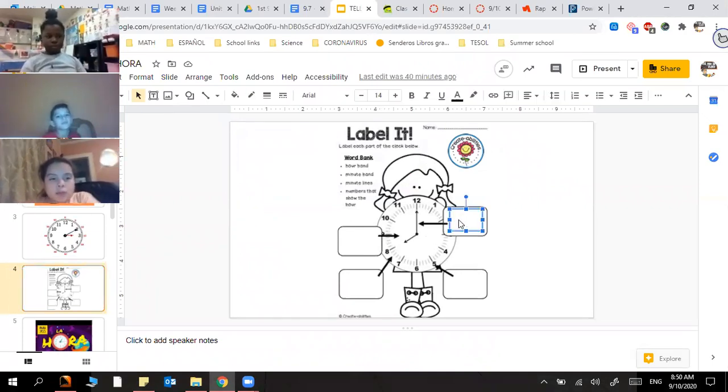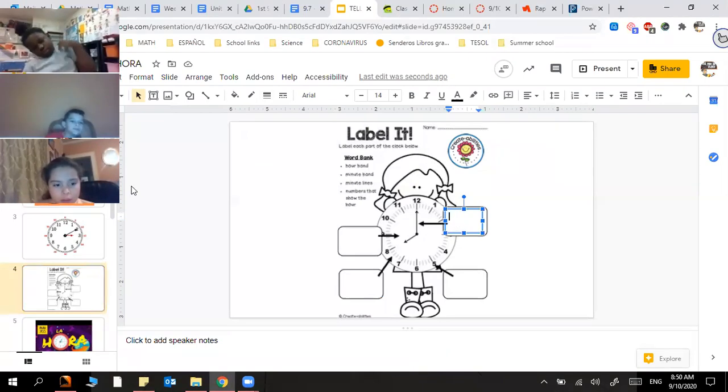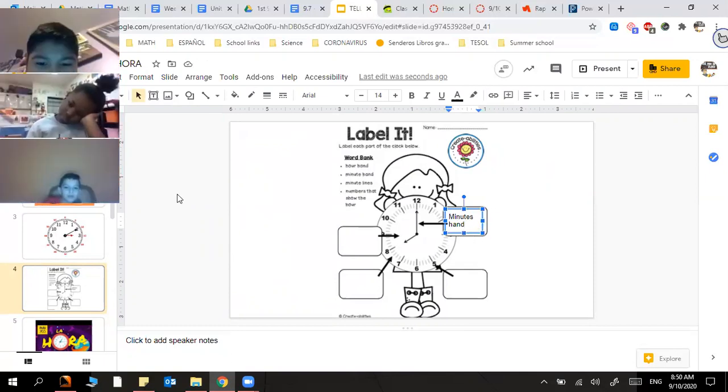Esta, Amberly, dímelo. Esta manecilla, ¿qué marca? What does it tell? Look, is it the long one or the short one? Los minutos. Okay, los minutos. So this is the minutes hand. Okay? Do you guys agree? Thumbs up if you agree.